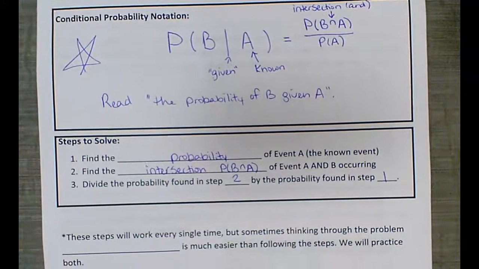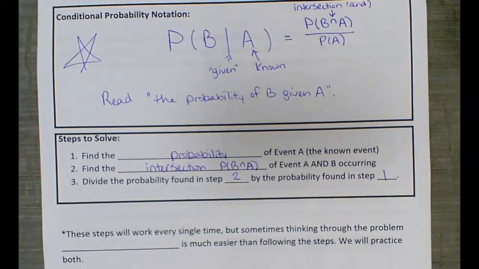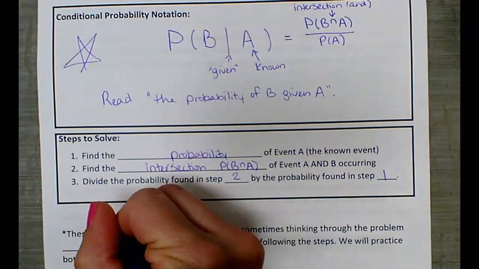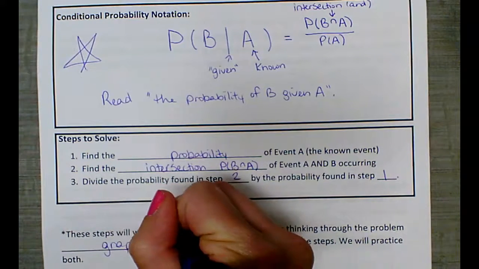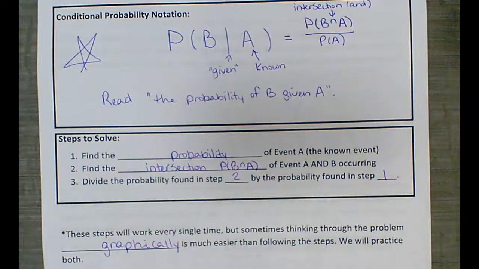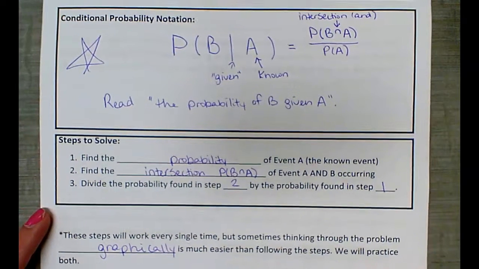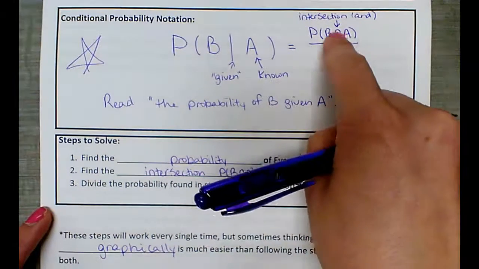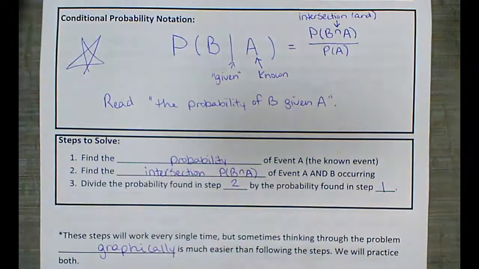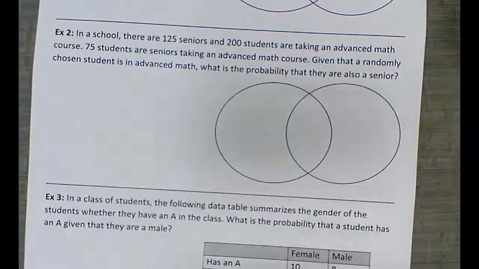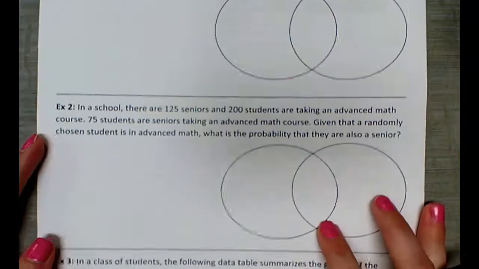These steps will work every single time, but sometimes thinking through the problem graphically or tabularly, so like in a table, is much easier than following the steps. We're going to practice both in each of our problems. So I'm going to refer back to this because I'm going to need the formula for conditional probability, and we're going to need to revisit the notation and what it means. So I'm going to set this to the side. You'll be able to scroll up.